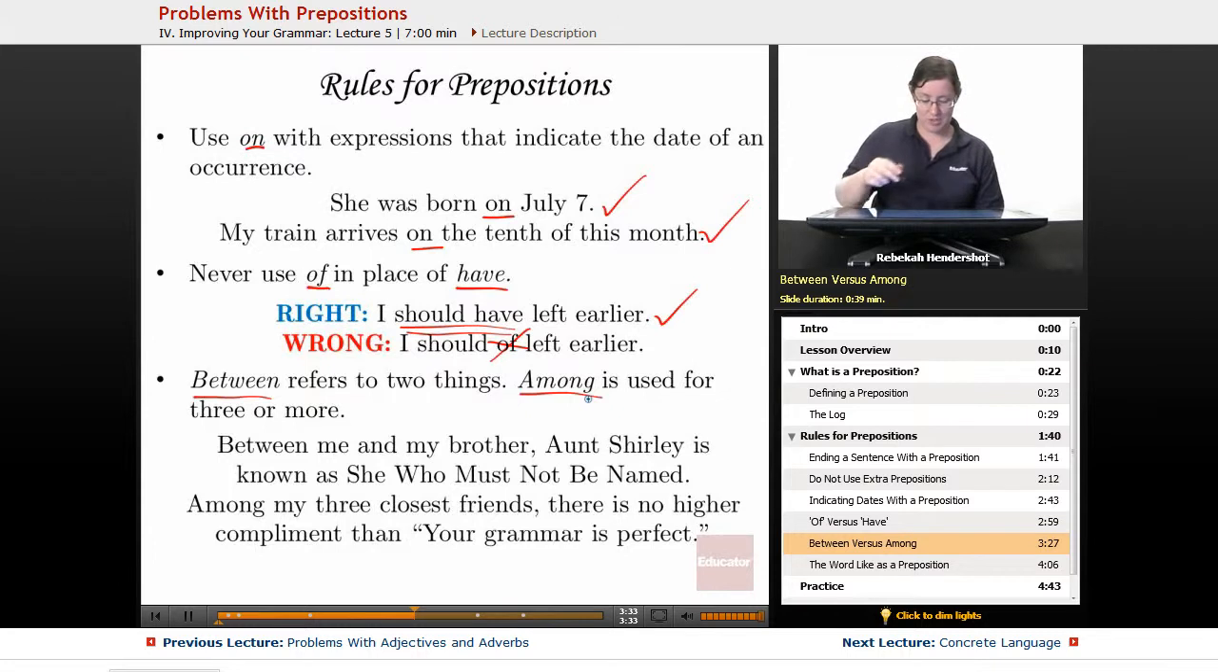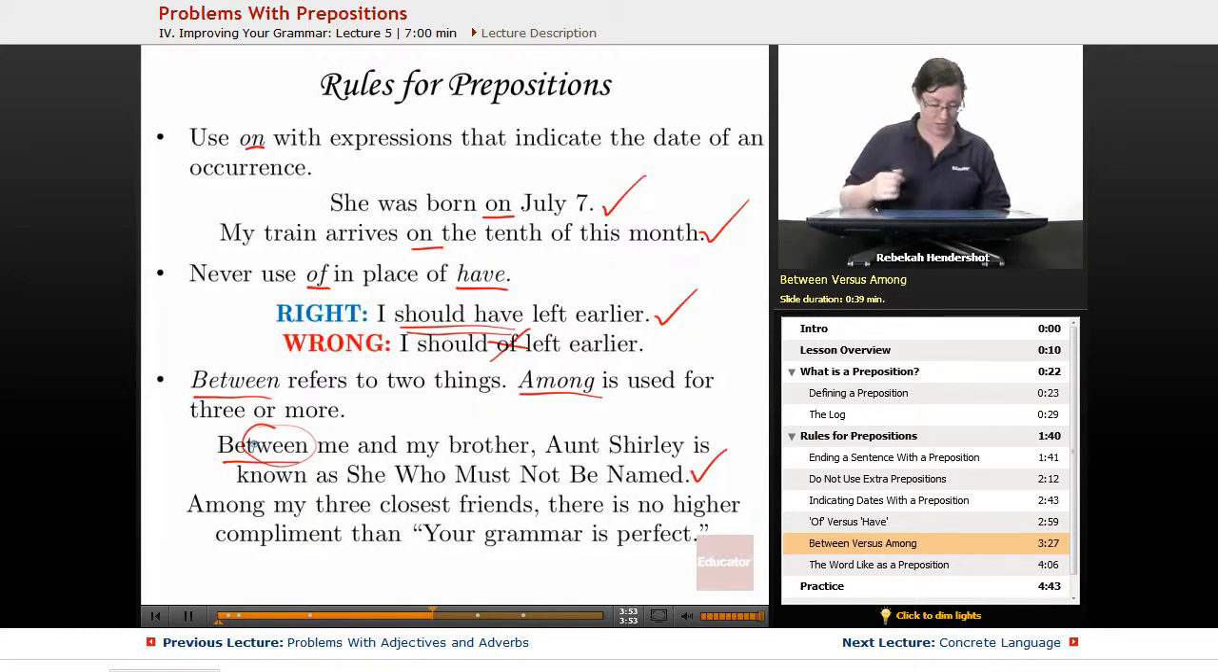Let's look at the examples. Between me and my brother, Aunt Shirley is known as she who must not be named. Now, obviously, we're talking about a relationship with my brother. There's only two people in this relationship, me and my brother, so we use between. Just remember that tween looks kind of like twin, and there are two twins, so just remember it means tween.